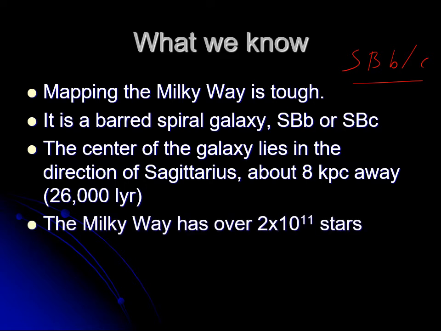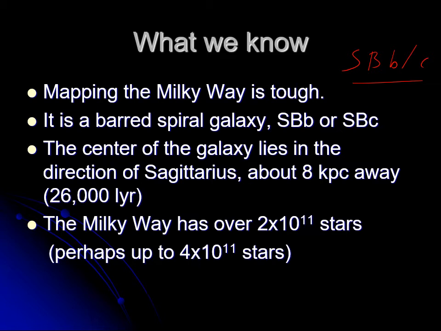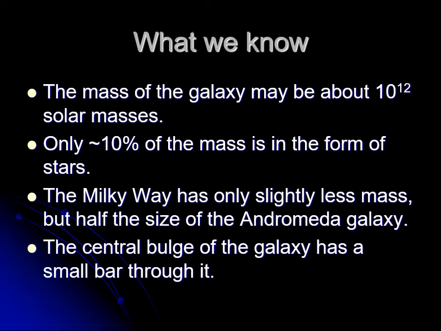We think the Milky Way has somewhere around 200 billion stars. It might be up to twice that many. It's really hard to tell. Again, we can't really count them all. So it's between 200 and 400 billion stars. Mass of the galaxy is about 1 trillion solar masses. Now, a lot of these stars are very small stars, so an enormous amount of the mass is in the form of interstellar medium. Only about 10% of the mass of the galaxy is in the form of stars.